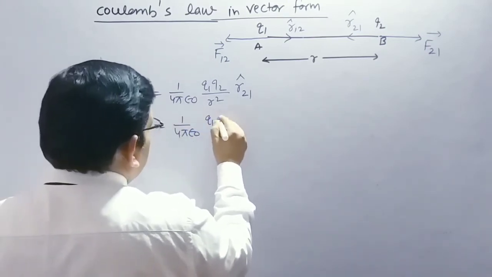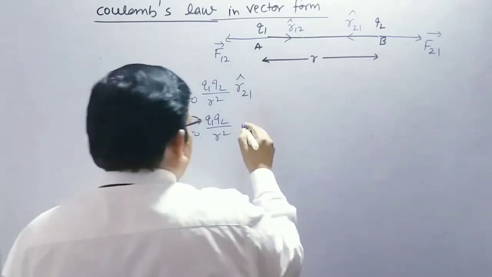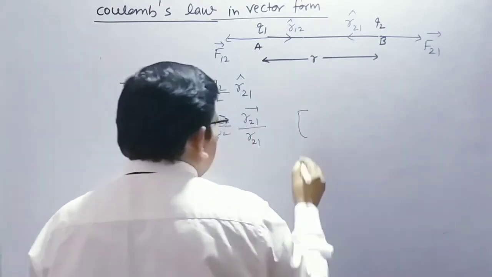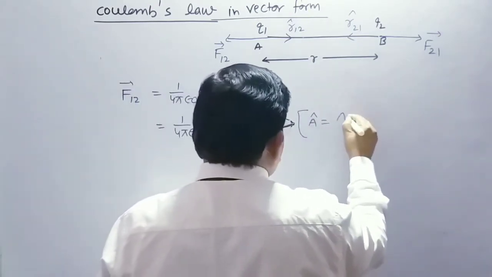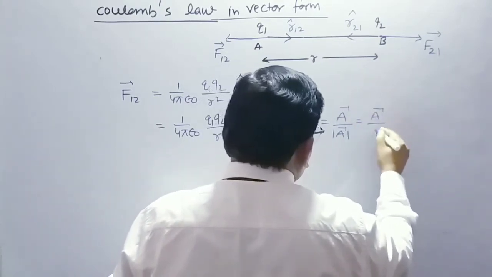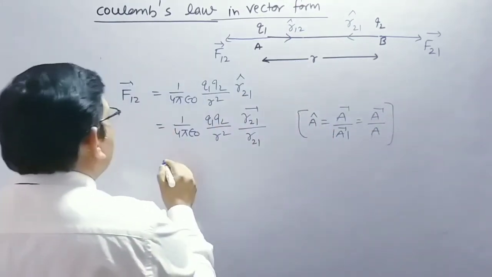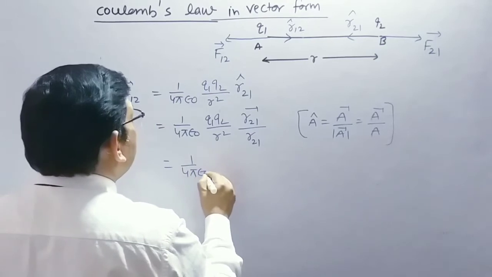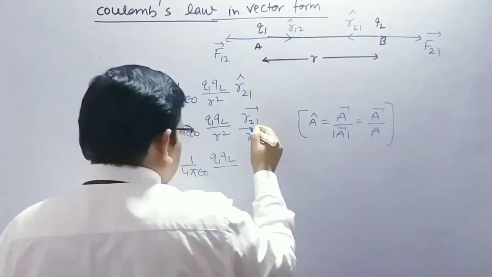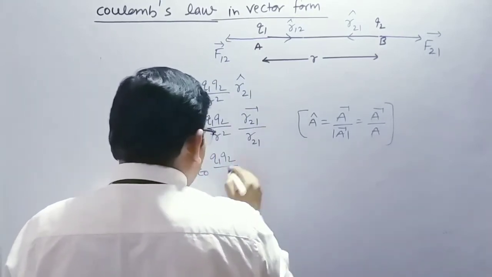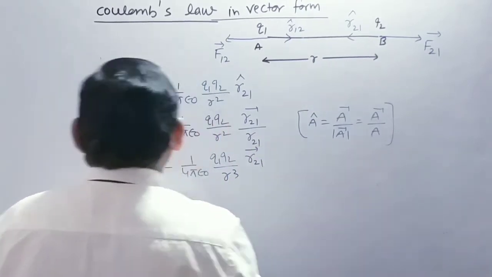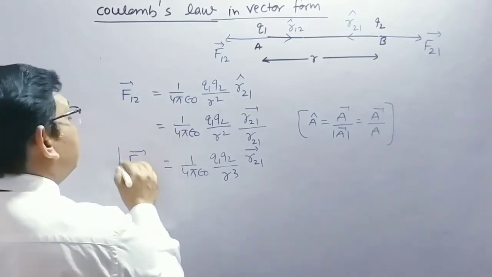Further, 1 by 4 pi epsilon, Q1 Q2 by r square, r21 unit vector can be written as vector r21 by magnitude of r, because you know that a unit vector A can be written as vector A by modulus of vector A, that means vector A by magnitude of A. So Coulomb's law in vector form can be written as Q1 Q2 by r cube times vector r21. That is our Coulomb's law in vector form.